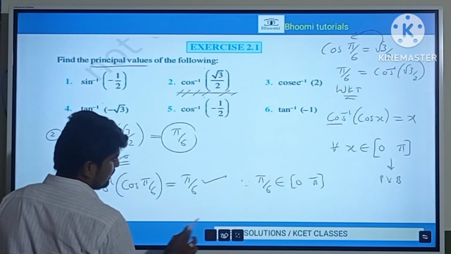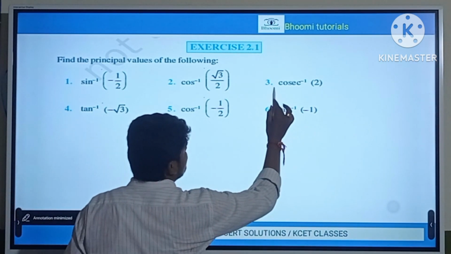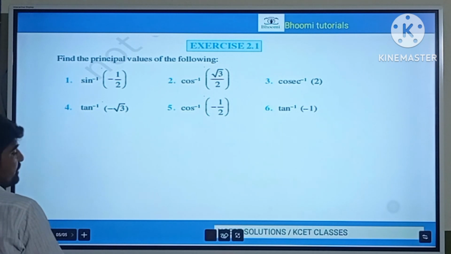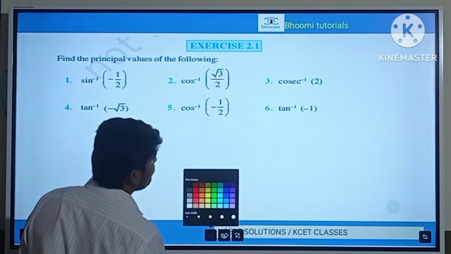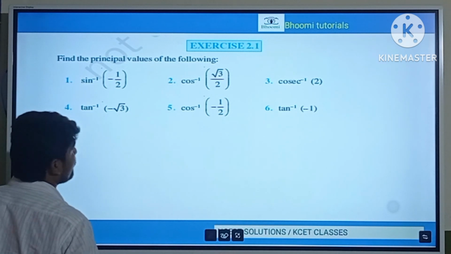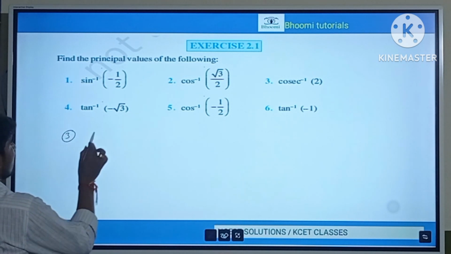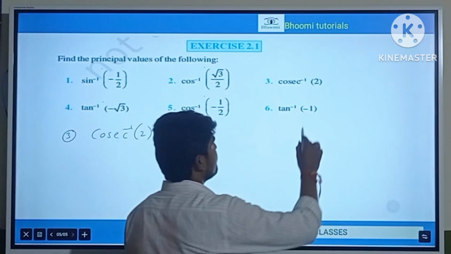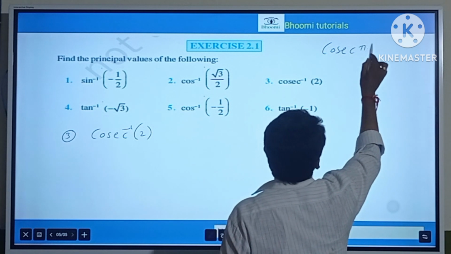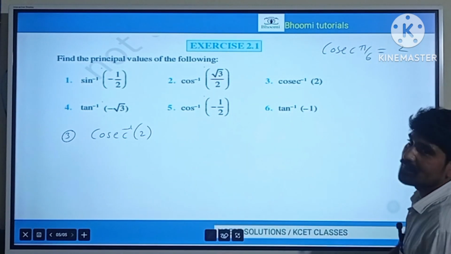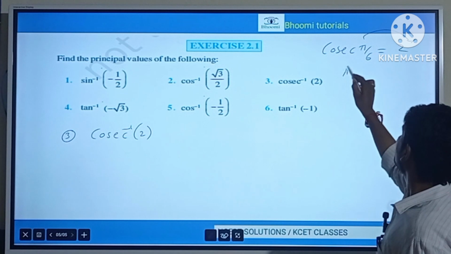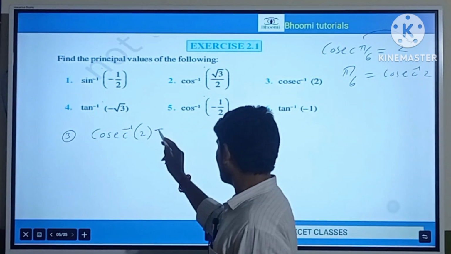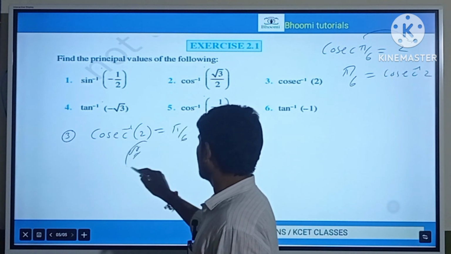Now let us look at the third question. Here we need to find the principal value of cosecant inverse 2. Third question: cosecant inverse of 2. Again we know that cosecant of 5 by 6 is equal to 2. It means 5 by 6 is equal to cosecant inverse of 2. So simply this can be done as 5 by 6.